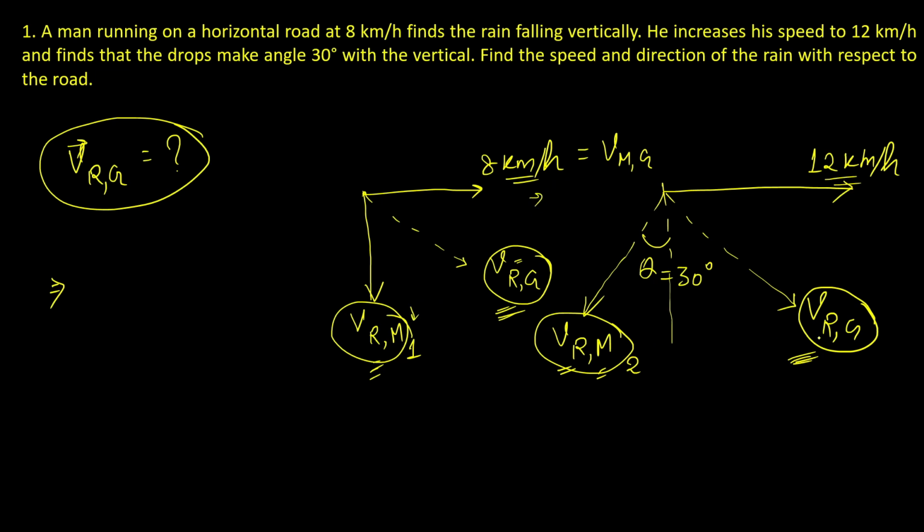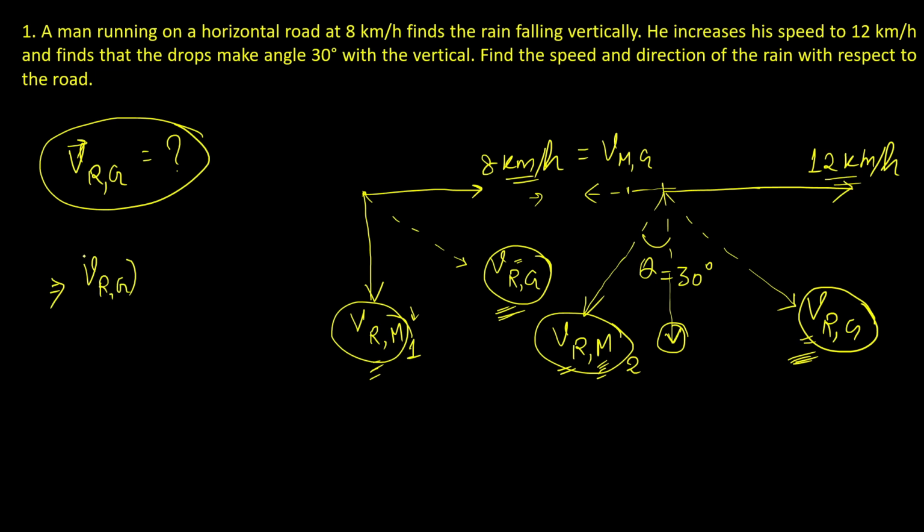So here it is V_RM2, theta is 30 degrees. We need to divide it into two components, one component over here and the other component over here. So this component will be equal to the vertical component of V_RG, and this minus of this component will be equal to the horizontal component of V_RG. Let us see what I am saying.